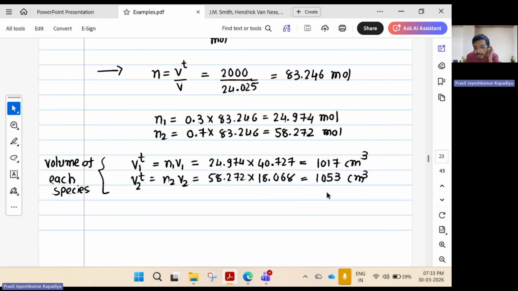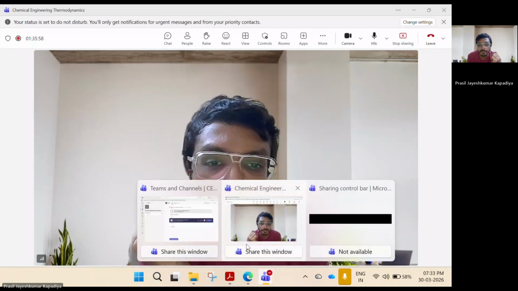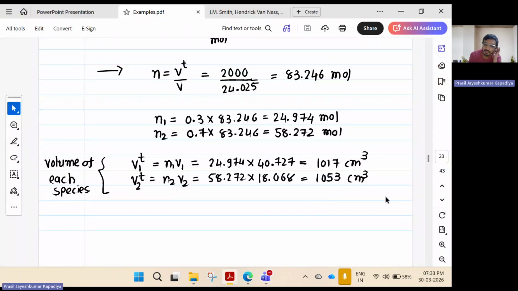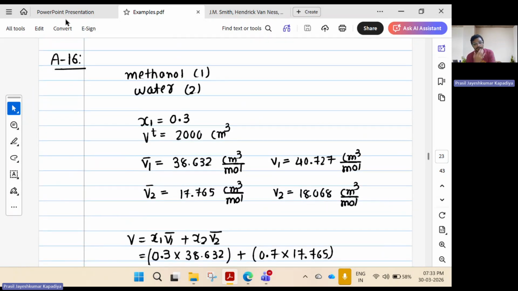If I sum it up here, it is not exactly 2000 but greater than 2000. So when I add 1017 centimeter cube of methanol and 1053 centimeter cube of water, it will form a solution of 2000 centimeter cube. This is the application of partial molar properties that we studied in the lectures.